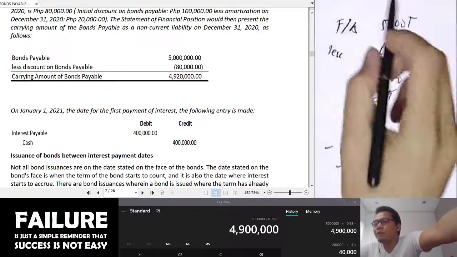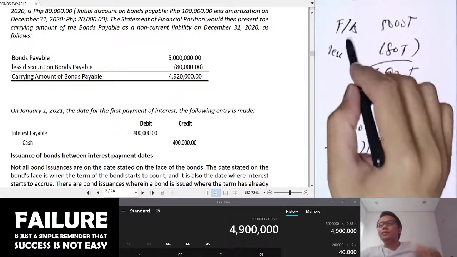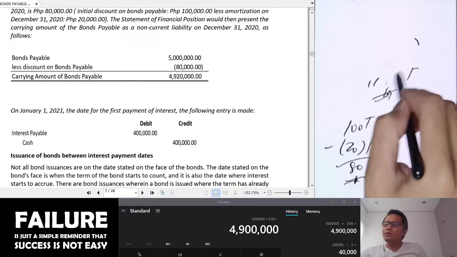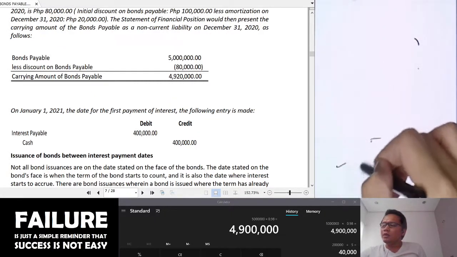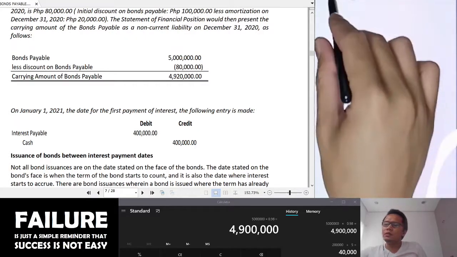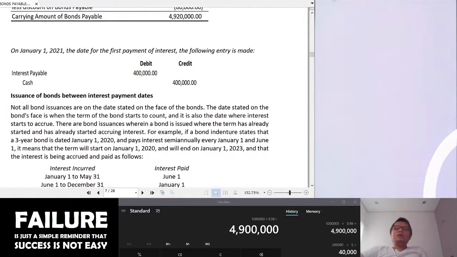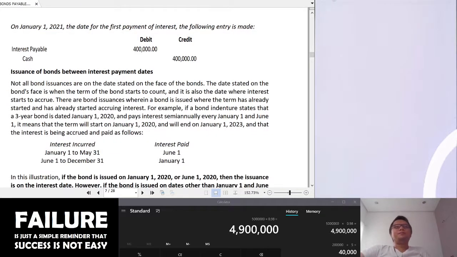Now, the next accounting issue that we might encounter on initial recognition of bonds is, yun nga, what if a bond is issued between interest dates? What if a bond is issued between interest dates? So, let us recap on what we have learned on our first discussion.